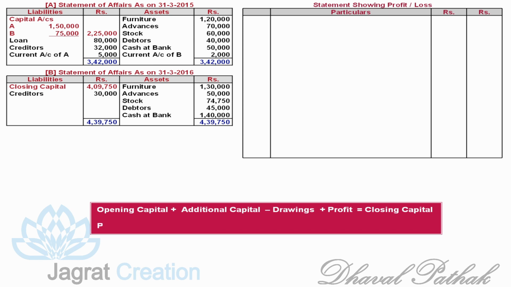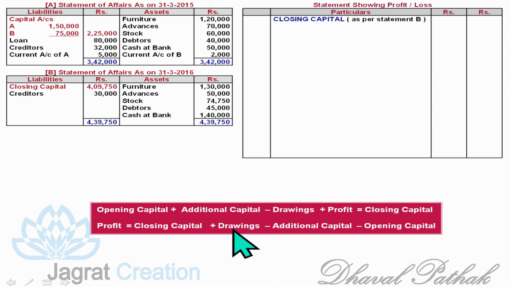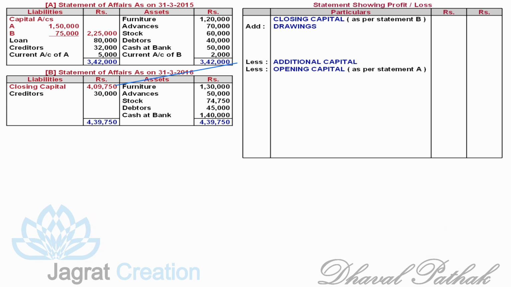I want to make profit as the subject of equation. So profit is equal to closing capital. Opening capital goes to the opposite side. So minus additional capital go to the opposite side. So minus drawings go to the opposite side. So plus. Now let me write down this formula. Closing capital plus drawings minus additional capital minus opening capital. I'll get the profit. Let me start. Closing capital 4,09,750.